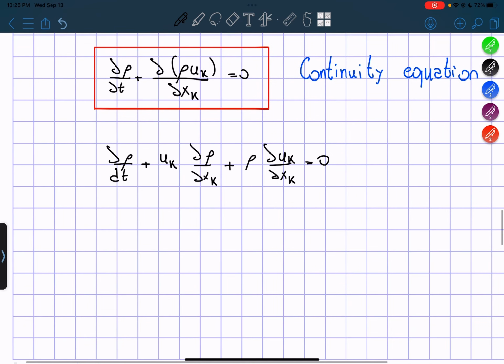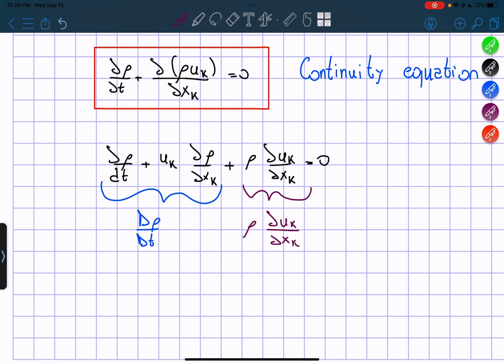But now, what we can see is that these first terms are just equal to the material derivative of rho. And then the second part is just going to stay the same. So now we have du_k over dx_k. This is a mixed form of the continuity equation.